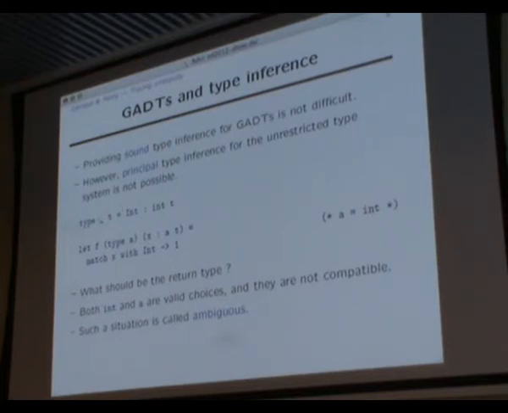Here I have a very simple example. My type t has only one case, Int, which provides an equation a equal int. This is the only role of this constant constructor. So I write this first program. I introduce my rigid type. I say that x has type a t. Now I match x on Int. This introduces a equal int. And I return 1, which is of type int. So what happens? What should be the return type for this function? The problem is that both int and a are valid choices, and they are not compatible. So such a situation is called ambiguous, and we have to do something about that.